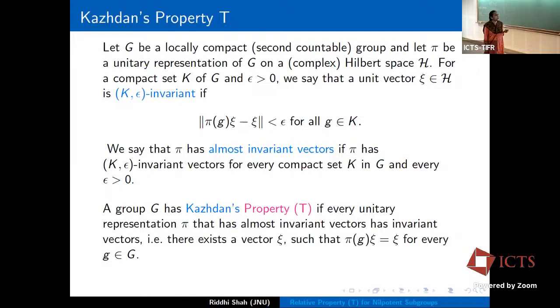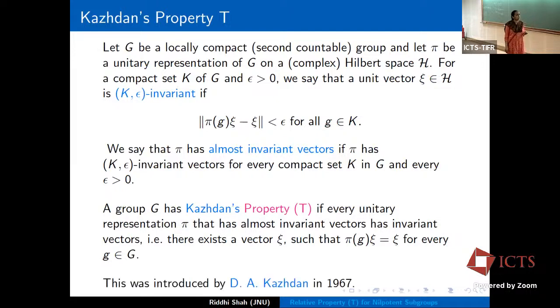A group G has Kazhdan property T if every unitary representation pi that has almost invariant vectors has an invariant vector. That means if it has these (K, epsilon)-invariant vectors for every epsilon greater than 0 and every compact set K, then there must be a vector psi which is kept invariant under this unitary representation. That is, pi(g)psi is psi for every g in G.